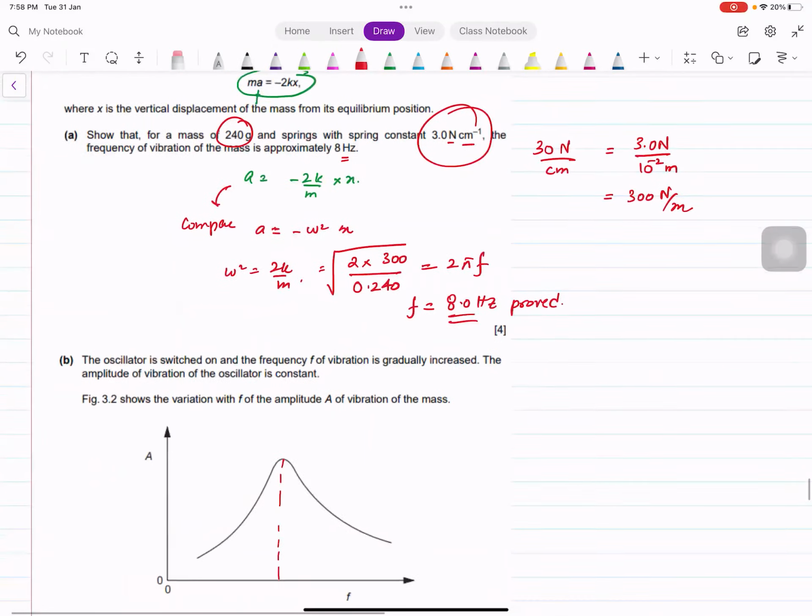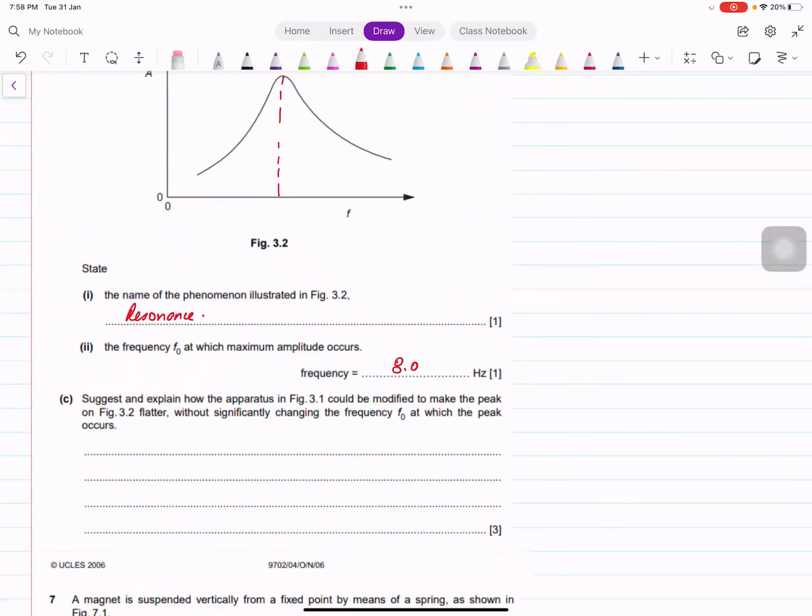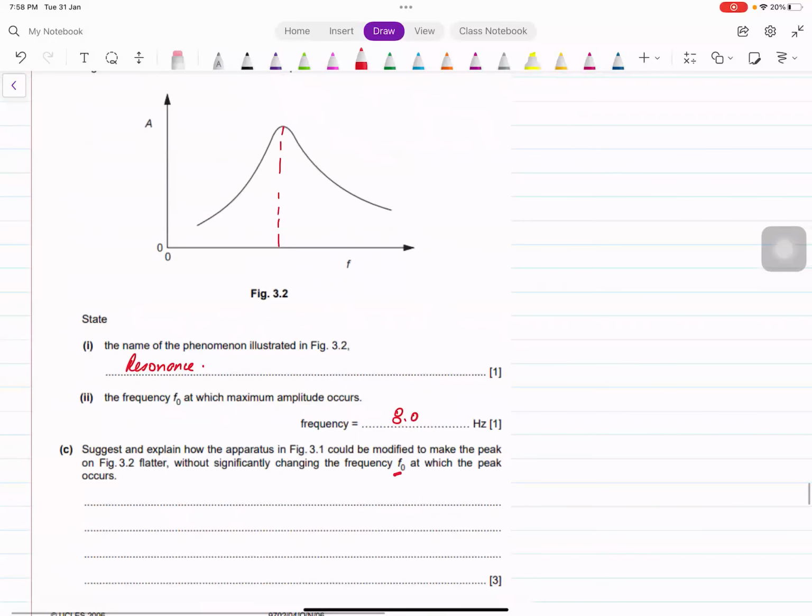Okay. Now it says, suggest and explain how the apparatus could be modified to make the peak flatter without significantly changing the f naught at which the peak occurs, right? It's saying, how could we make it flatter, like less resonance?